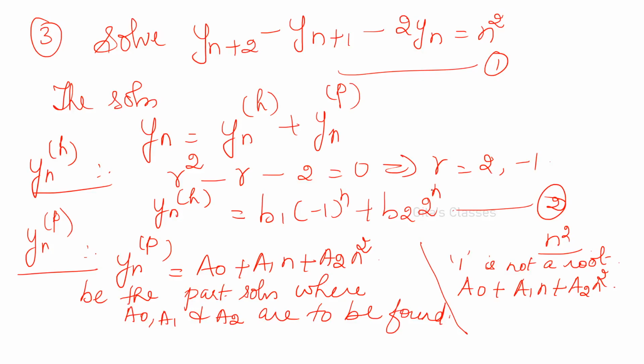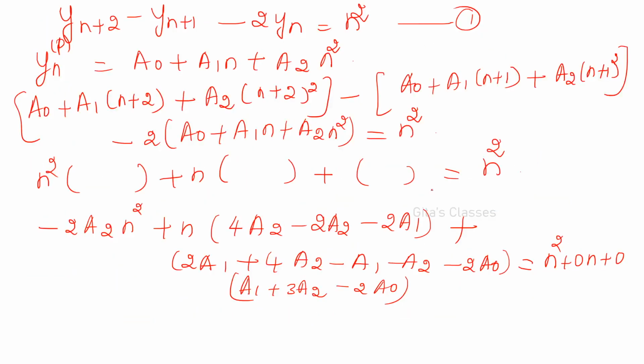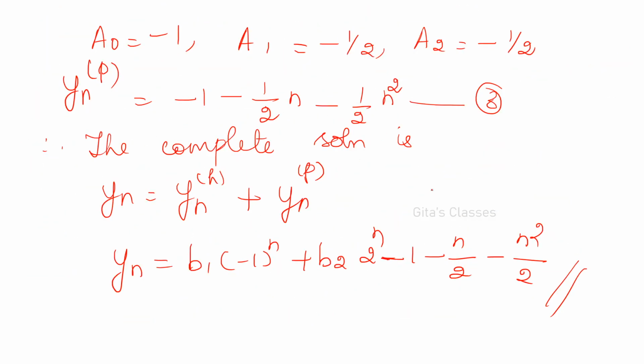And another important point, if it is not mentioned which method to use, then you can use your own method, whichever method you are comfortable with. If it is mentioned that you have to use the characteristic roots method or generating function method, then you have to follow that. Otherwise, you can use your own methods. Okay. So this is the problem I have explained already.